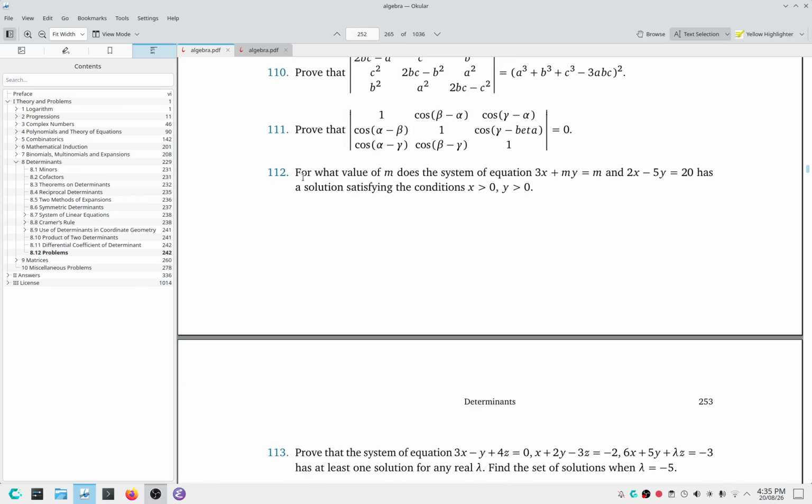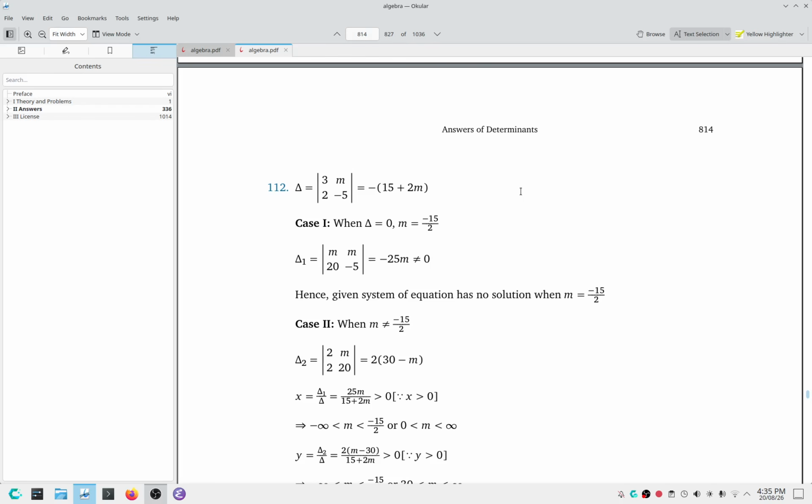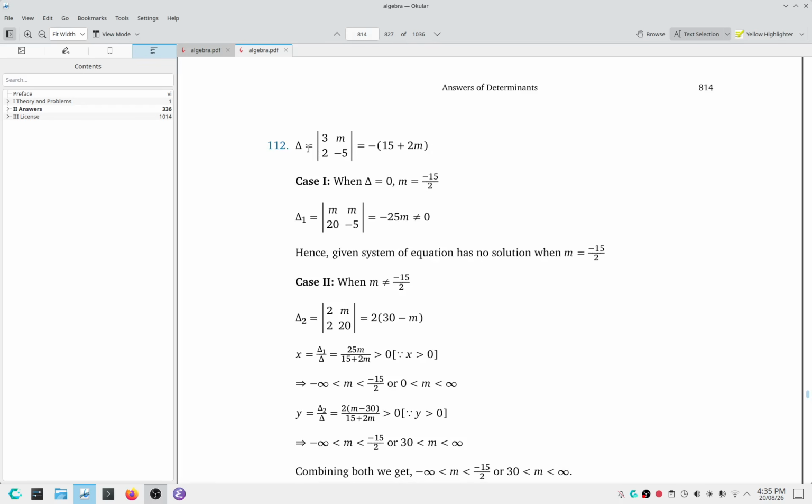Question 112 says that for what value of m does the system of equations 3x plus my is equal to m and 2x minus 5y is equal to 20 have a solution satisfying the conditions x greater than 0 and y greater than 0. So first we compute delta. Delta is minus 15 plus 2m. So delta will be 0 when m is equal to minus 15 by 2. Now delta 1 is equal to minus 25m, which will not be equal to 0.